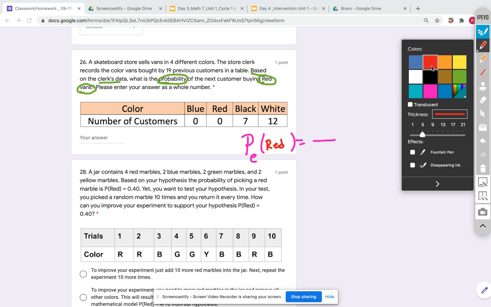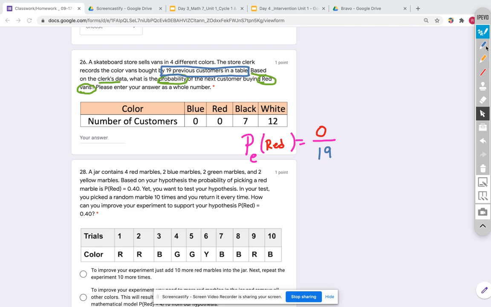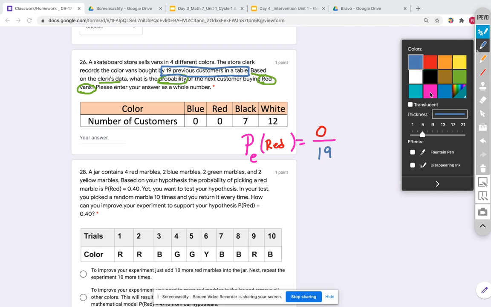So the numerator is always related to what's inside the parentheses. So what is the number of favorable events for red? I hope you're able to notice from the table it happened 0 times. 0 customers, actually, nobody bought red shoes. And the denominator, what is the denominator? I hope you were able to tell that they only conducted this experiment 19 times. So the number 19 goes in the denominator. Now go ahead and divide this out and find the decimal.